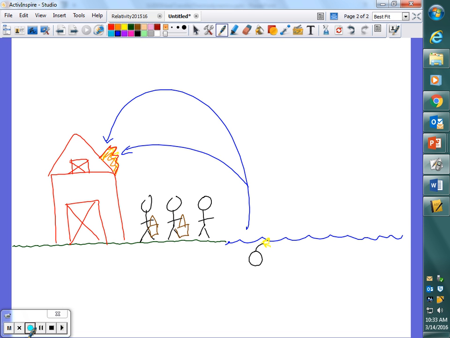Then they run back to the pond, get the water in the bucket, then they run back over to the barn. You literally said they don't move. Say again? You said they don't move. In conduction, they don't move. Wait, so like different scenarios. Maybe this is a bad example.